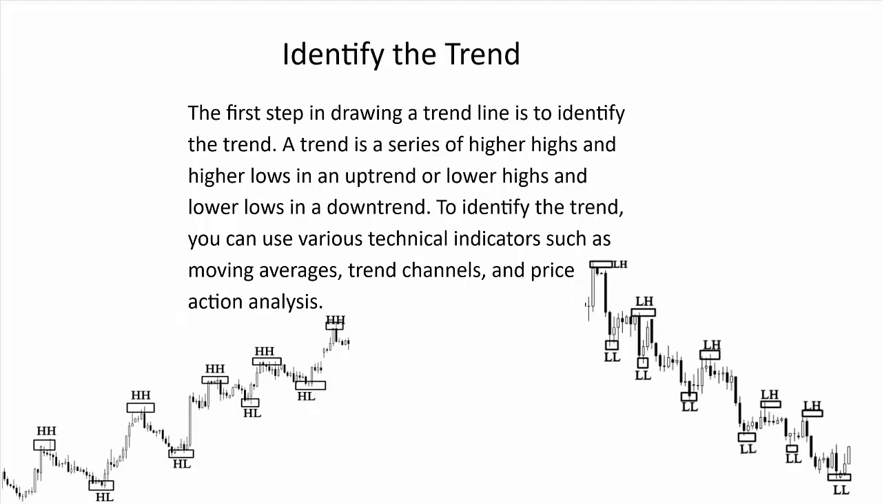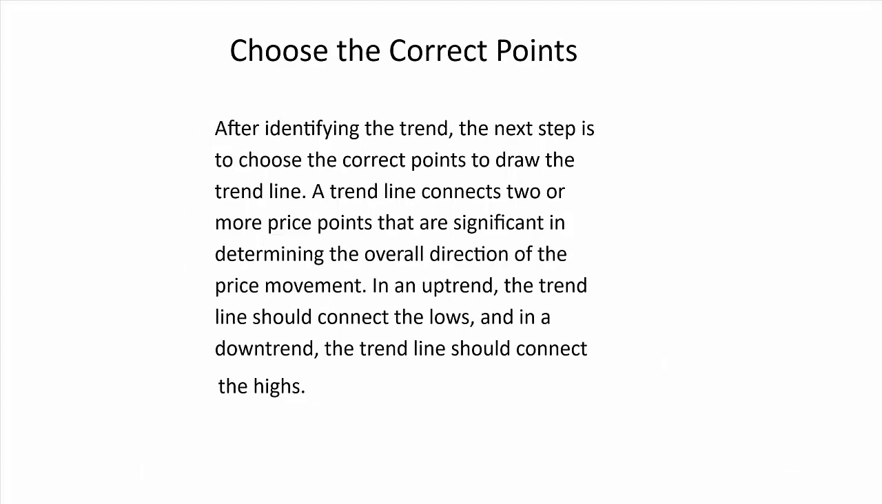The first step in drawing a trend line is to identify the trend. A trend is a series of higher highs and higher lows in an uptrend, or lower highs and lower lows in a downtrend. To identify the trend, you can use various technical indicators such as moving averages, trend channels, and price action analysis.